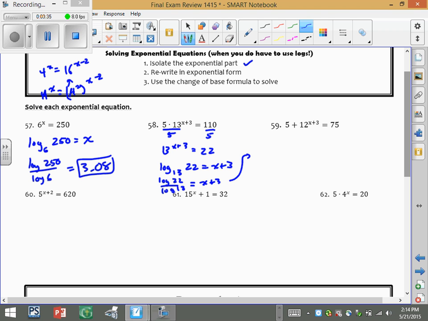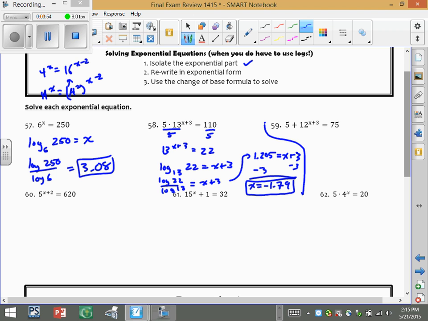So type log of 22 divided by log of 13, put that in the calculator, end up with 1.205 equals x plus 3, and then subtract 3 from both sides. We end up with x equals negative 1.79.